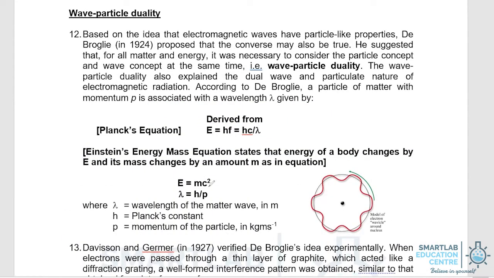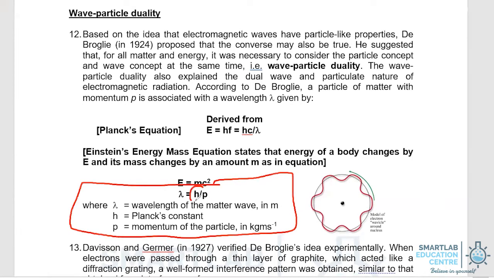Wave-particle duality. The wave-particle duality means that an electromagnetic wave can behave both as a particle and as a wave. So the equation that wraps it up is lambda is equal to h divided by p, where h is Planck's constant, p is the momentum, and lambda is the wavelength.